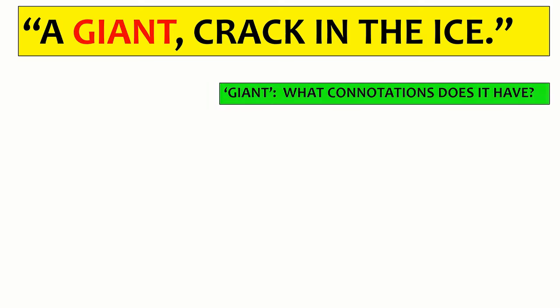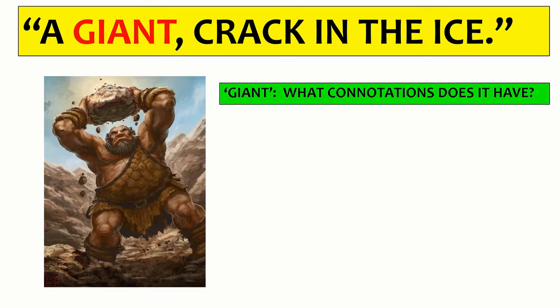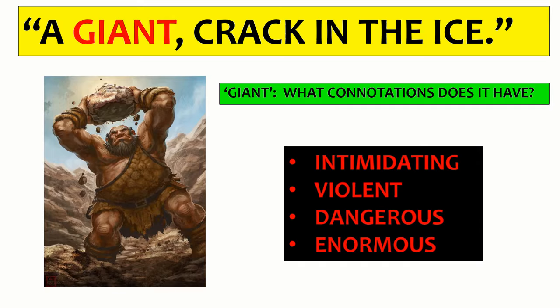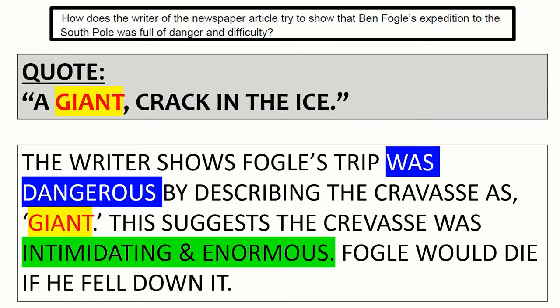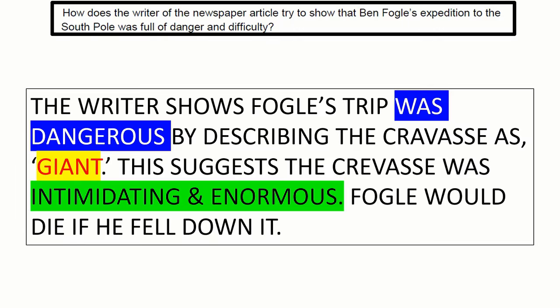What else stands out? So another one that stood out was it doesn't just say there was a crack in the ice. It says there was a giant crack in the ice that Ben Fogle nearly fell into. So again, human dictionary, human source. What are the connotations of giant? So it's intimidating, violent, dangerous, enormous. And yeah, so a quote again is a giant crack in the ice. And my answer is the writer shows Fogle's trip was dangerous by describing the crevasse as giant. This suggests the crevasse was intimidating, enormous. Fogle would die if he fell into it.